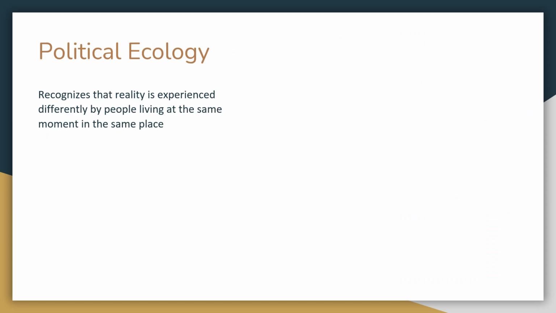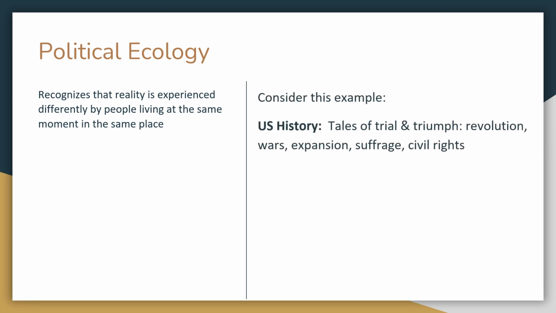First is political ecology, which recognizes that reality is experienced differently by people living at the same moment in the same place. To hit this home, consider an example. Consider designing a course in U.S. history. You might want to include tales of trial and triumph, history of the revolution of our country, of our wars, expansion of territory, suffrage, which is different people gaining the right to vote, and the history of civil rights.